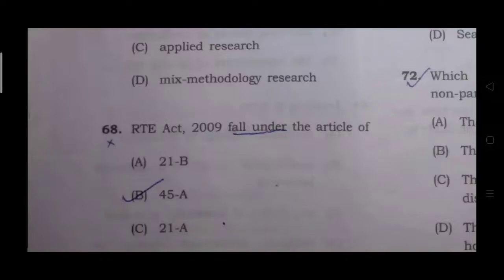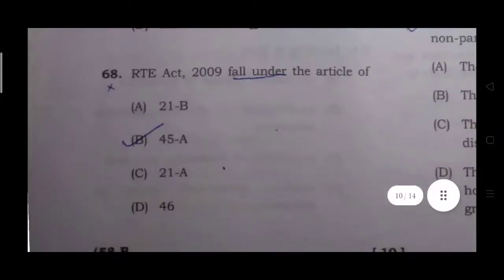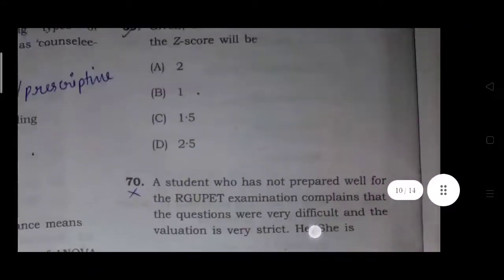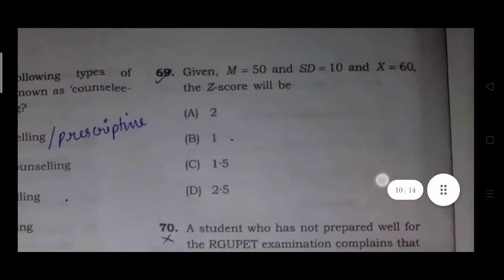RTE Act 2009 falls under the article of... Option B is the correct answer, 45A. Next question, 69. Given M equal 50, SD equal 10, and X equal 60, the Z score will be. What will be the Z score?